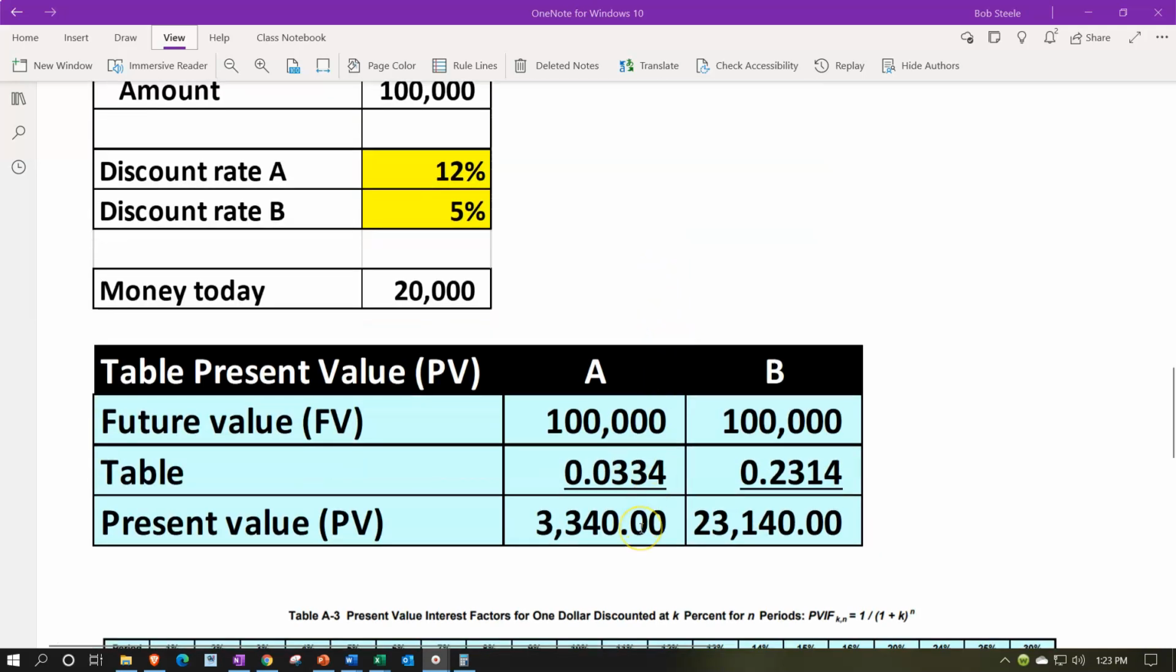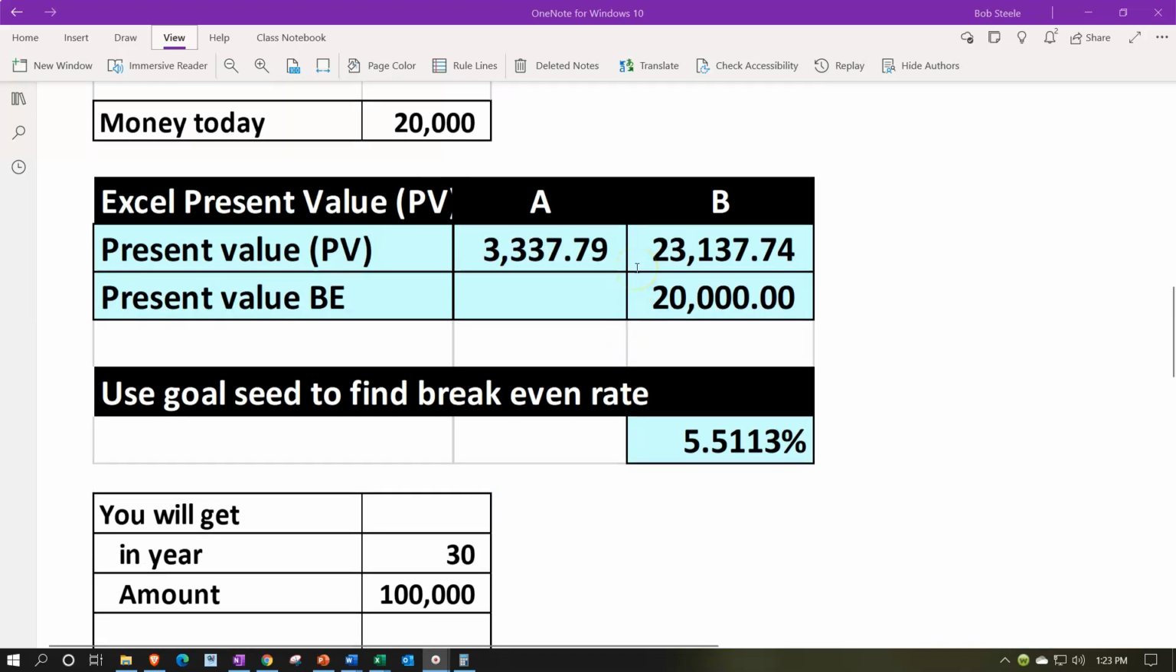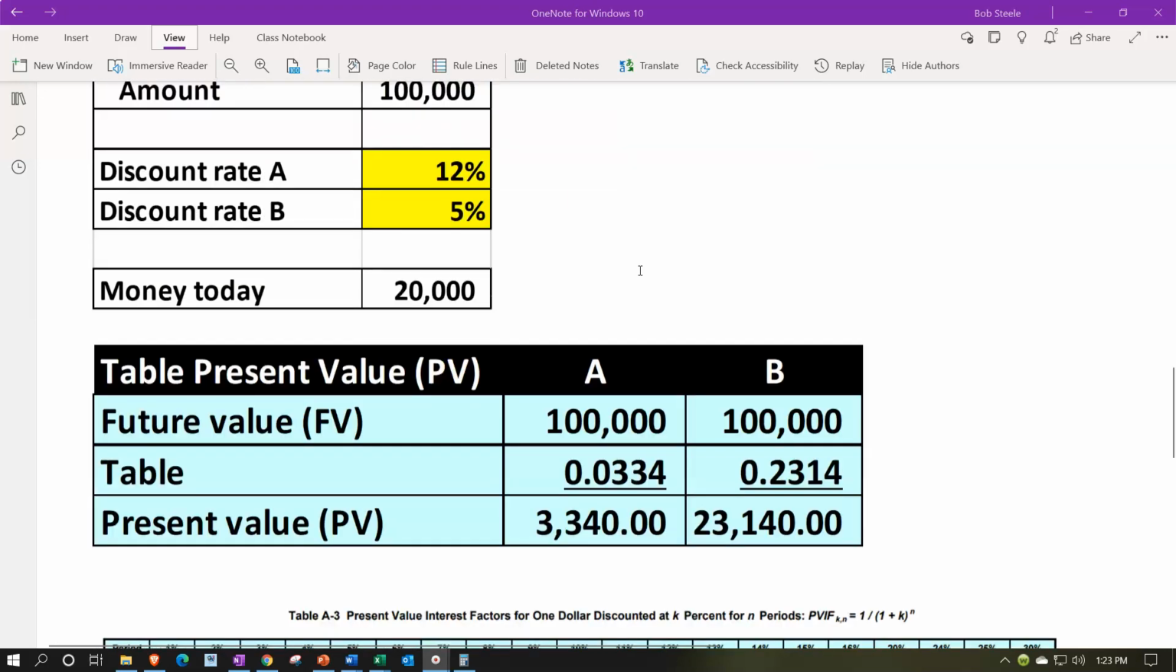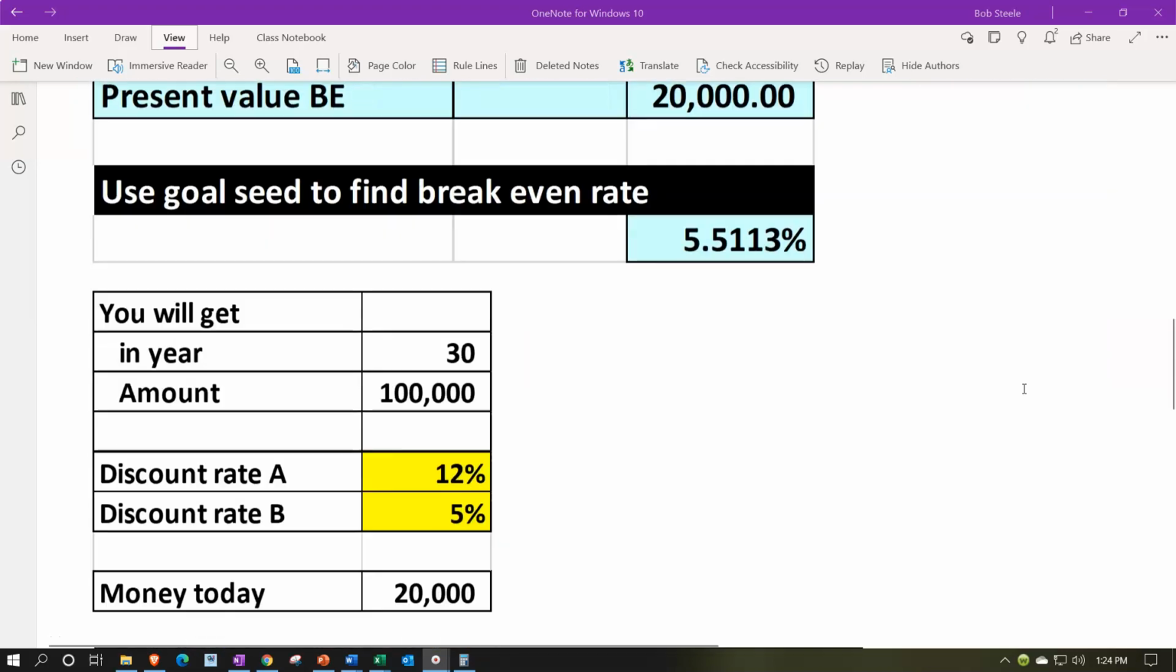23,137.74, for example, and so this one, for example, is 23,137.74, versus 23,140. And that's because the tables have been rounded to 4 digits, which are not quite as exact, meaning if I go back up top, these are actually the decimals a little bit further out, 0.03338 and 0.231377 if we take it out further than 4 digits.